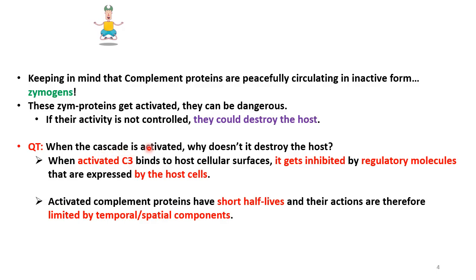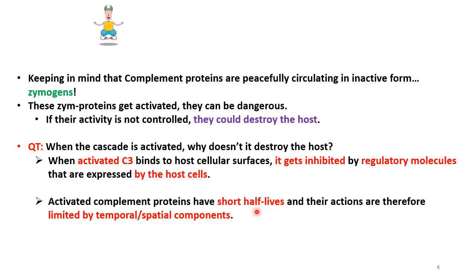when the cascade is activated, like we have a spontaneous activation in the alternative pathway, why is it that you do not destroy host cells, okay? So what happens here when you activate the C3 just by itself? Active C3 can get inhibited by some molecules that are working on your cell surfaces. So inhibition is one of the mechanisms. Another mechanism is the very short time that the active protein floats around, okay?